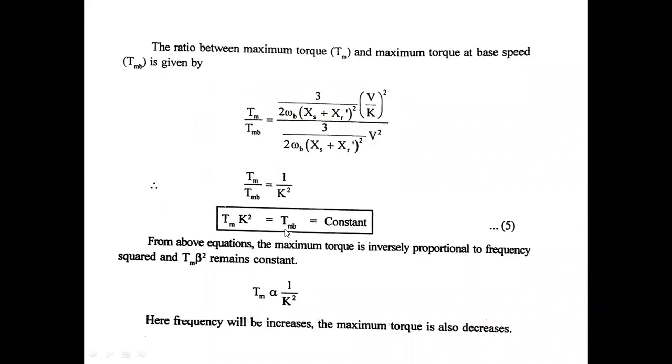Now Tmb I'm writing as Tm into k square. This Tm is nothing but the maximum torque for variable frequency, and these two now become a constant value because both are the same value, so it's a constant, because if I cross multiply this, it seems the same. Tmb is equal to k square multiplied by Tm.